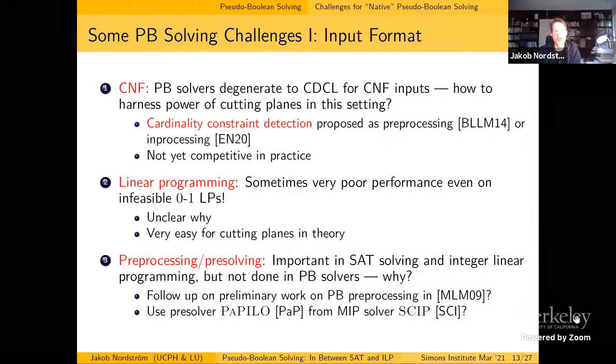So I believe there is quite a bit of low-hanging fruit where you can take insights from either SAT solving or integer linear programming, and if you just implement it, then probably pseudo-Boolean solvers would become much better.